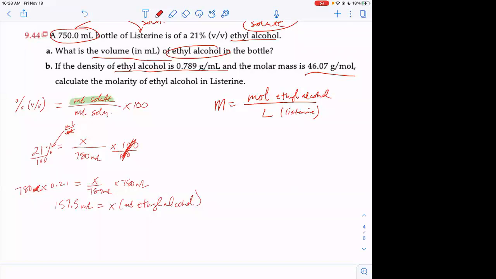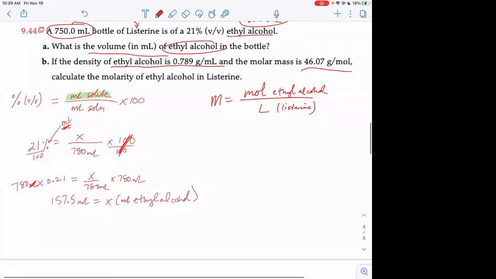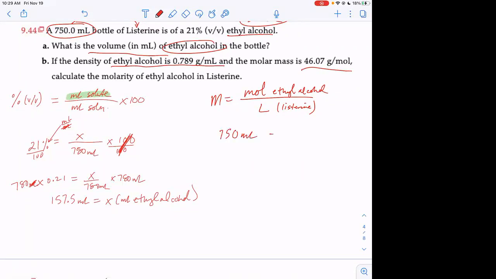And we don't have moles of ethyl alcohol. All we did so far is solve for the milliliters of ethyl alcohol. So can we solve for moles by doing grams to moles? Yep, we can. But I want you to recognize you already have part of what you need. We're told we have 750 milliliters of Listerine, and to solve for molarity we're going to divide by liters of Listerine. Just convert milliliters to liters, and that's the bottom part. So 750 milliliters equals 0.750 liters of Listerine. We'll plug that in on the bottom in just a minute.